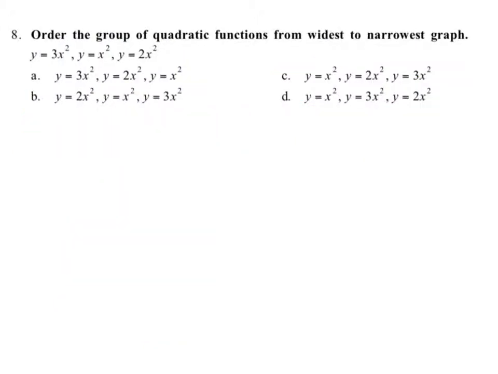Okay, so just like I said before, smallest number means widest. So let's look at the numbers. And I'm just going to circle the spots where the numbers are. We've got a 3, we've got an invisible 2, we've got an invisible 1, and we've got a 2. So what's the smallest? Well, 1 is the smallest out of the 1, 2, and the 3 numbers that we've got, right? So what's the smallest? 1. So we should have x squared listed first. C and D have that, but A and B don't. So let's cross those out.